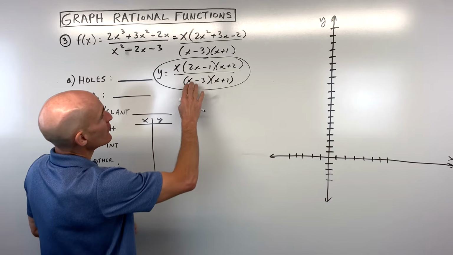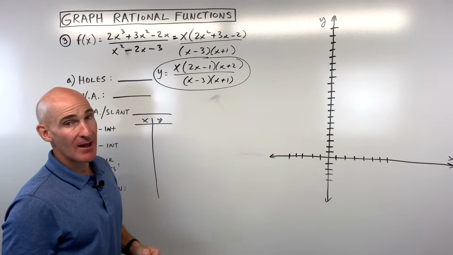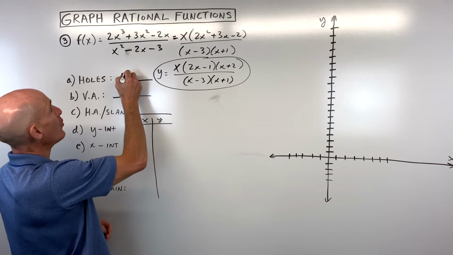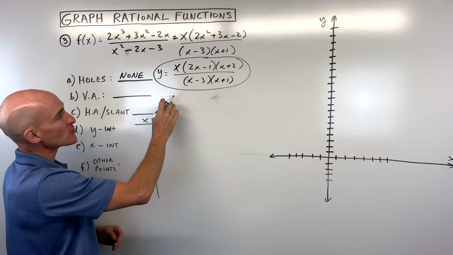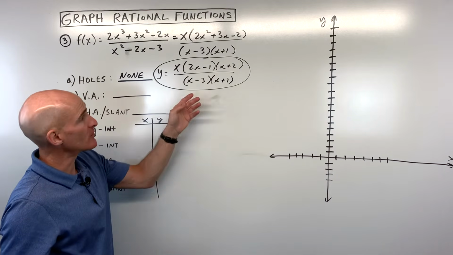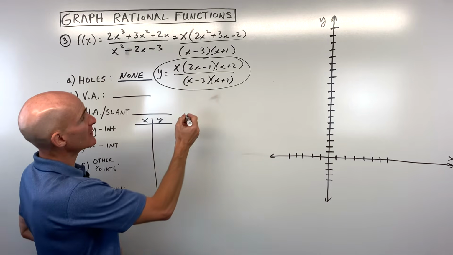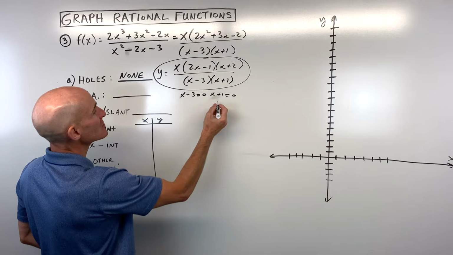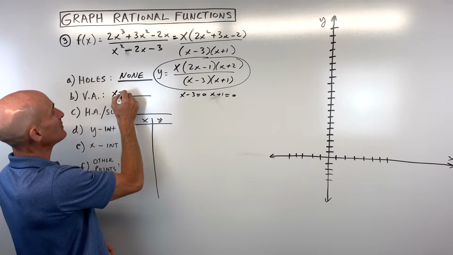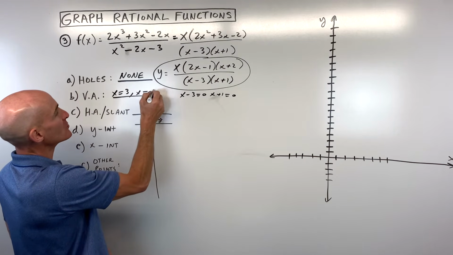In this case, there's no factors in the numerator that cancel with factors in the denominator, so we're going to say that there's no holes, or none. Okay, now for the vertical asymptotes, we know we can't divide by 0. So if we set these factors equal to 0 in the denominator, x minus 3 equals 0, x plus 1 equals 0, we're going to get x equals 3 and x equals negative 1.